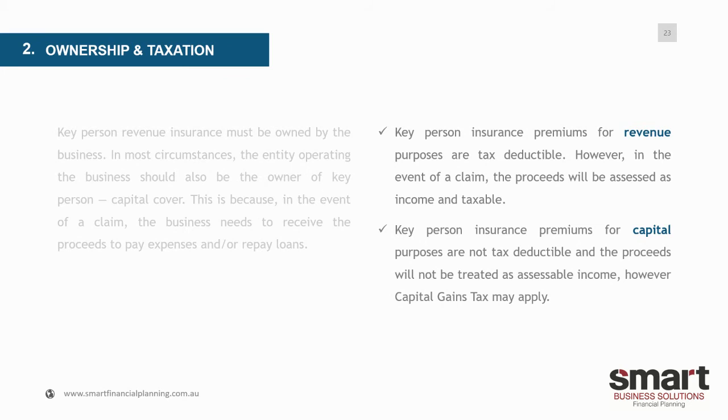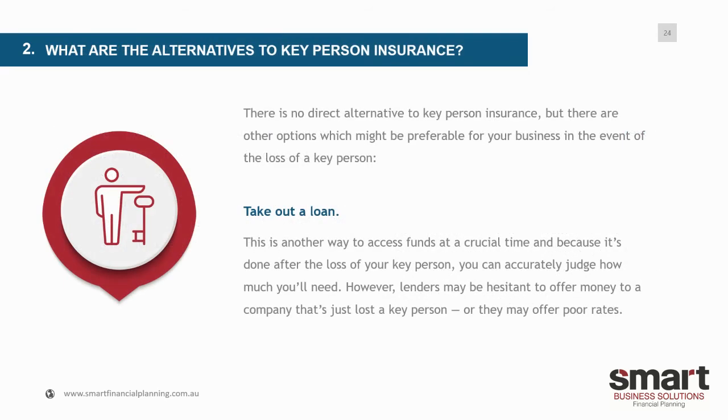When you would have a claim, it would be taxable. The key person capital is not tax deductible, but the proceeds would also not be assessable income. And that's mainly because it's capital and it's for a loan. There could be capital gains tax depending on the situation.